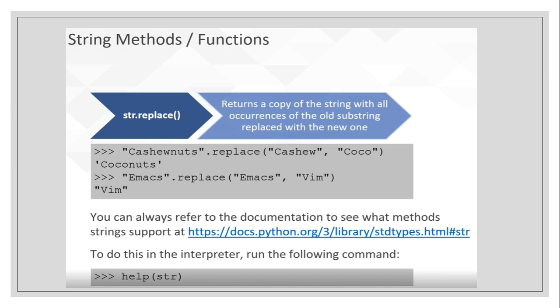Very simple example: replace. It will find the first parameter value, and then it will replace it with this. As you can see, the cashew nuts becomes coconuts, right? So it's very simple and straightforward.